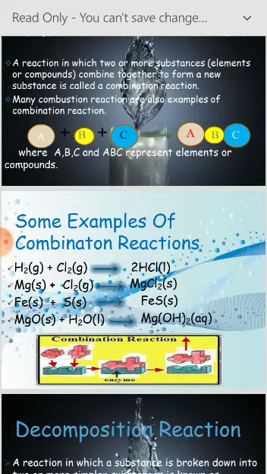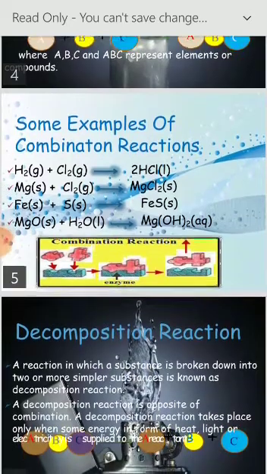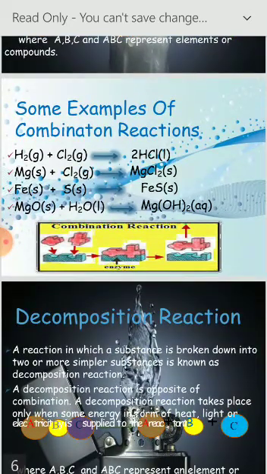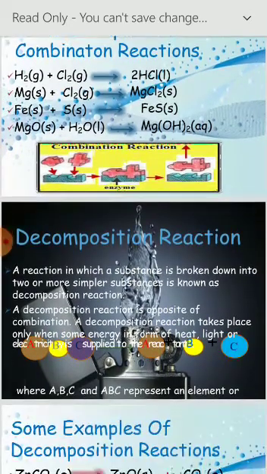Refer to it properly. So another type of chemical reaction is decomposition reaction. So what is a decomposition reaction? A reaction in which a substance is broken down into two or more simpler substances is known as a decomposition reaction. Actually, decomposition reaction is just the opposite of combination reaction. A decomposition reaction takes place only when some energy is given in the form of light, electricity or heat.